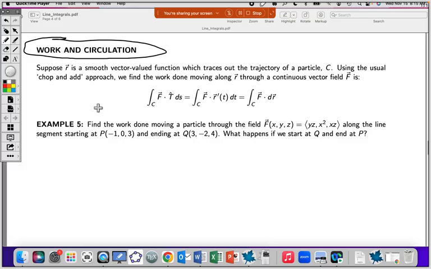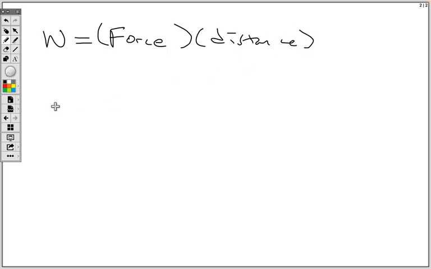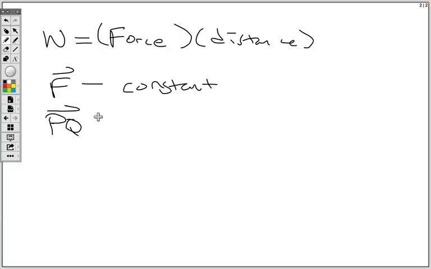But here's the setup. We talked about work actually at the beginning of the semester when we talked about dot product. Work is sort of defined as force through a distance. And if we had a constant force and we were moving it along a vector PQ.